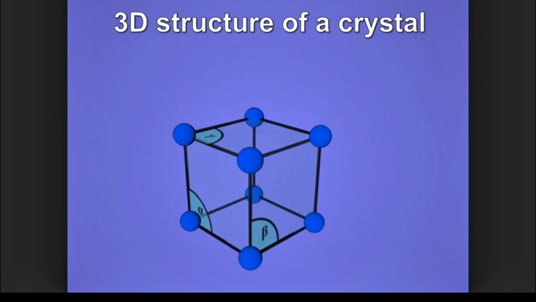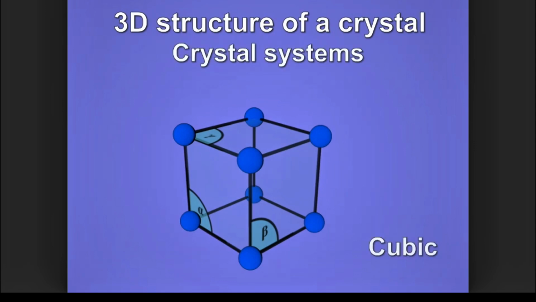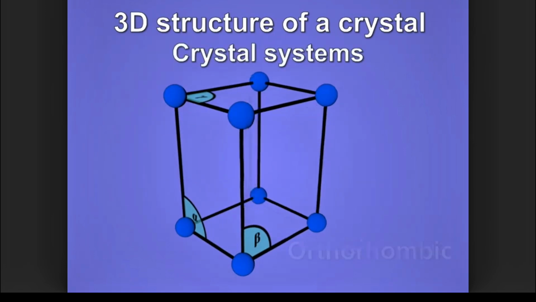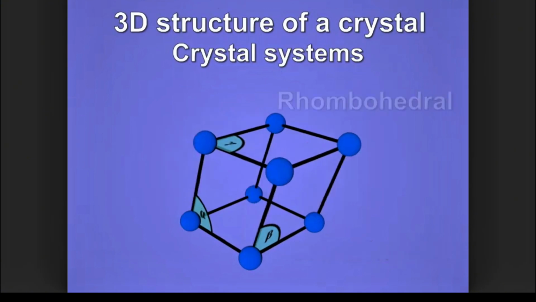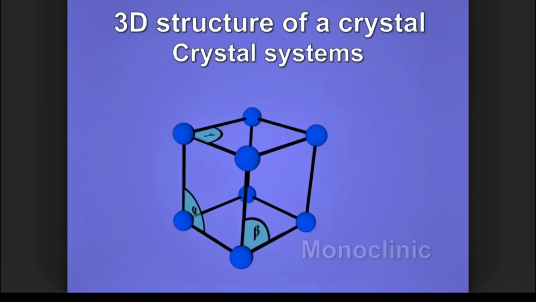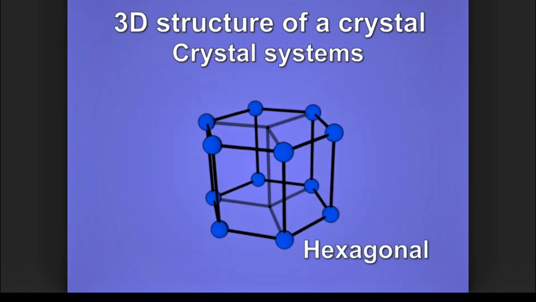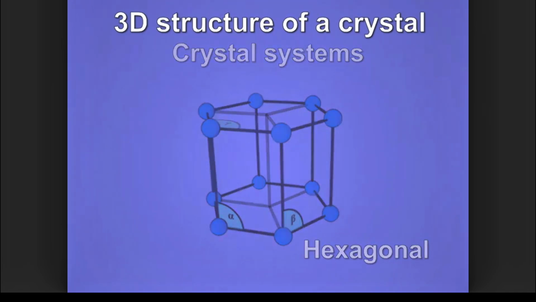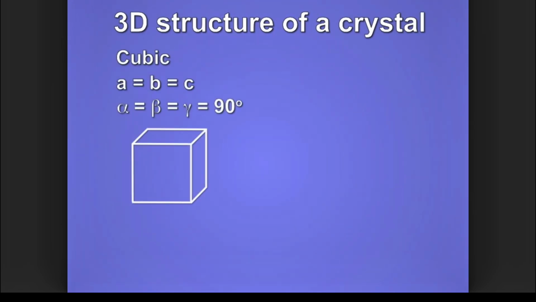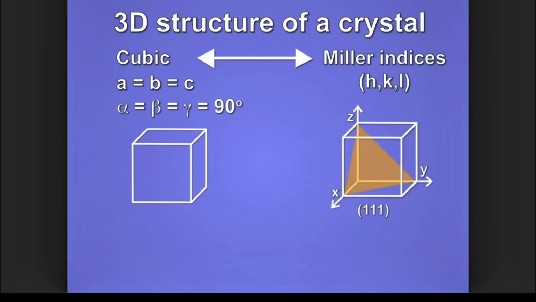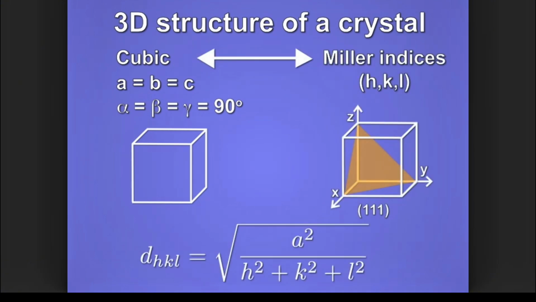Different angles, alpha, beta, gamma, and lengths, a, b, c, of a unit cell forming the lattice will give rise to different symmetries. There are 7 crystal systems: cubic, tetragonal, orthorhombic, rhombohedral, monoclinic, triclinic, and hexagonal. The relationship between the unit cell parameters and the Miller indices can be calculated for each crystal class.